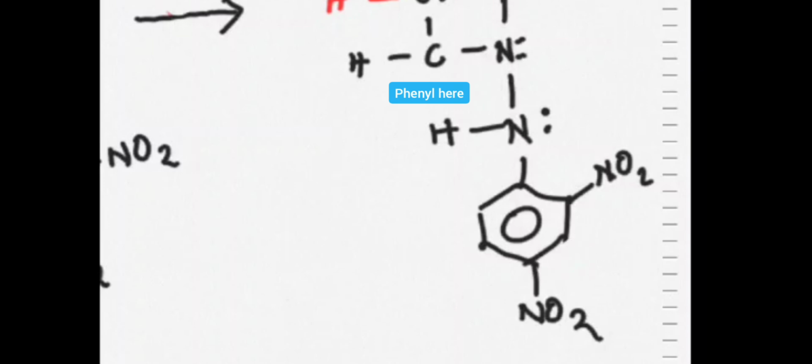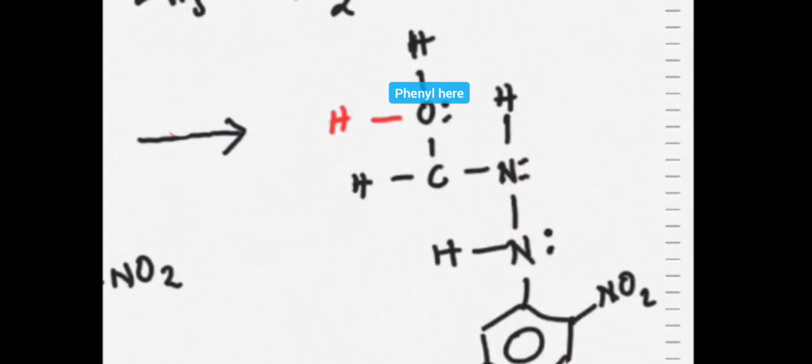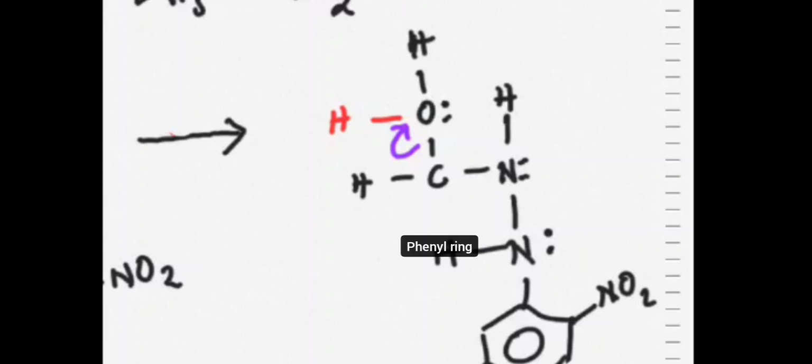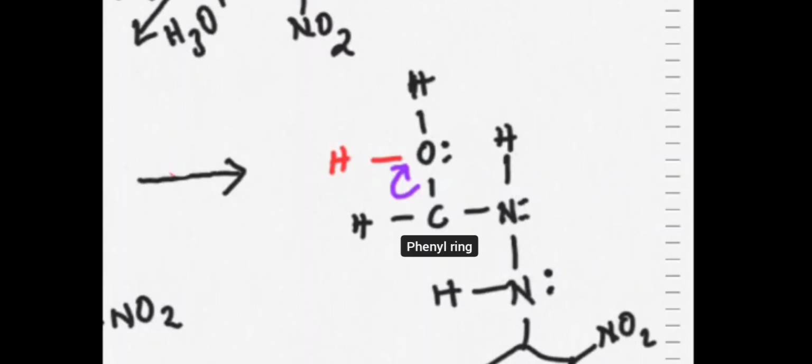So as you can see, this is what we're having. At this stage, if you look closely at this area, you see that we can remove water. To remove water, oxygen is more electronegative than carbon, so it's going to withdraw the bonding electrons to itself in order to remove water, like this. When this is done, water is removed.